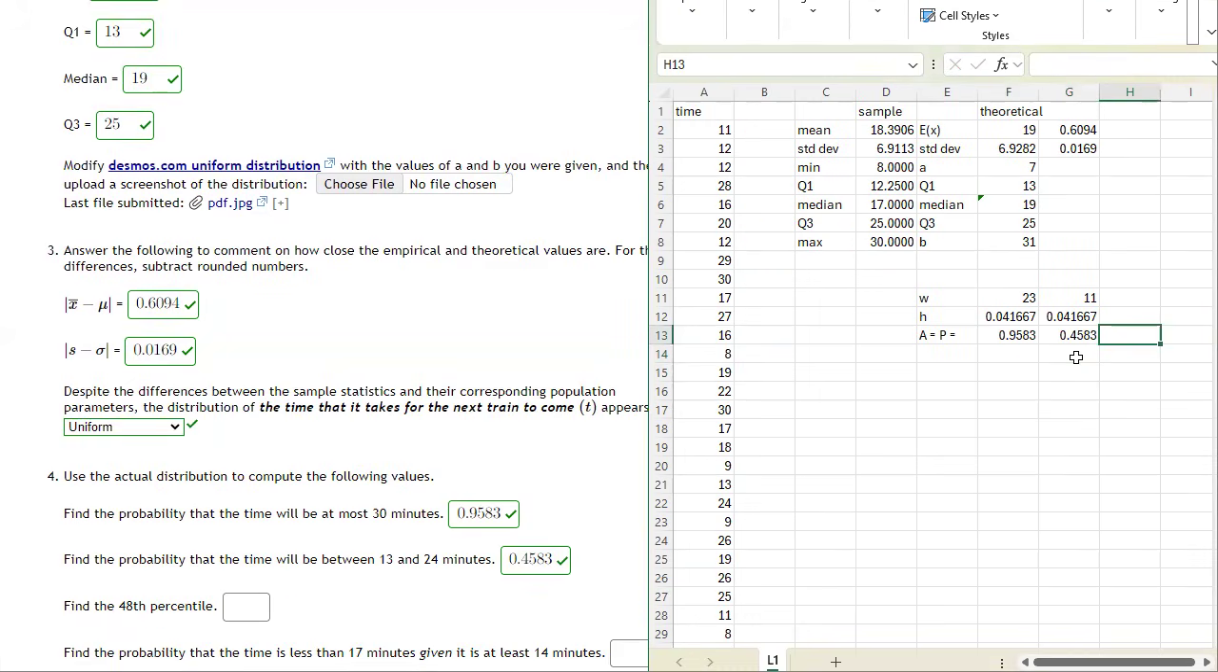Now we want to find the 48th percentile, 0.48 right there. Let me pull this down here. I'm going to change this to 7 and 30. I'm going to change this to 13 and 24. Then we'll change this to the difference between these two.